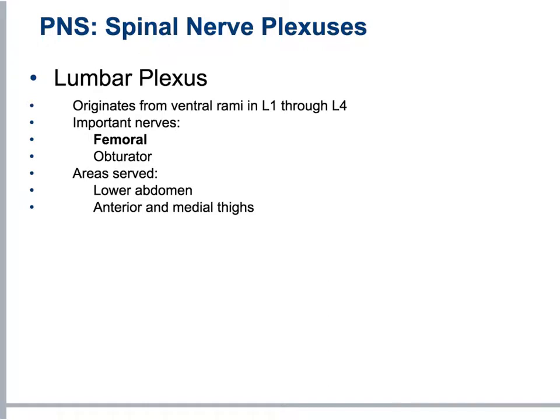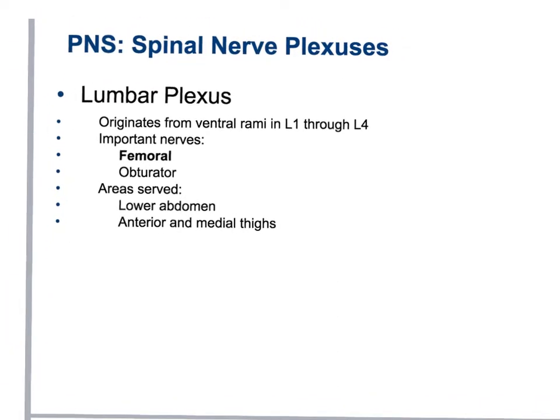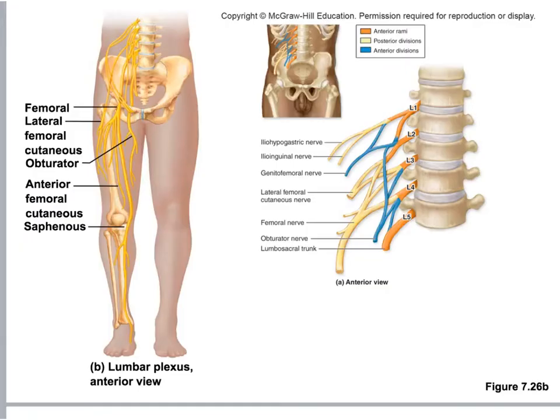Okay, the lumbar plexus. These are going to be important for your legs, right? The lower abdomen and the anterior and the medial thighs. Big one, and it's highlighted, is your femoral nerve, right, which is going to go right down by the femur. The obturator is also in there, all right, which goes through the obturator foramen of the pelvic bone, right? And the spinal nerve plexus for the lumbar plexus originates from ventral rami L1 through 4.